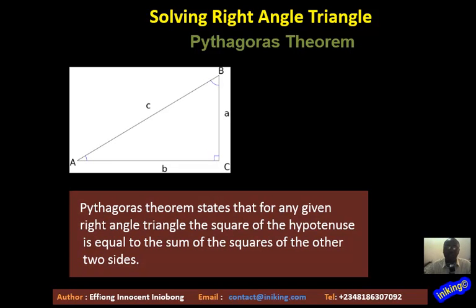The Pythagoras Theorem states that given any right angle triangle, the square of the hypotenuse is equal to the sum of the squares of the other two sides. And the question then arises, which of these sides is the hypotenuse?